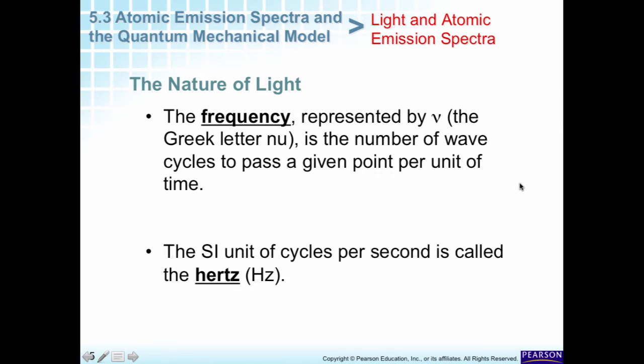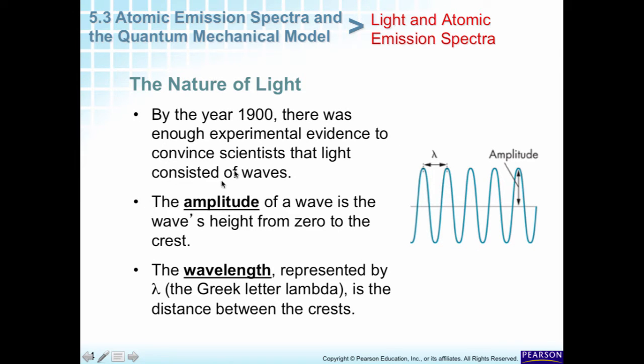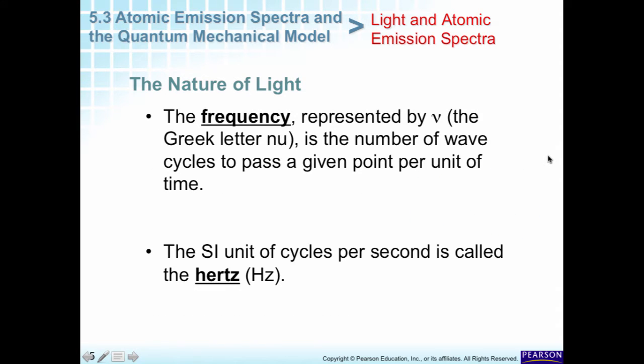The next thing we want to talk about is frequency. That means how often do these crests appear. Frequency is represented by another Greek letter, called nu. It's basically the number of cycles that pass a given point in a period of time. Usually it's per second, but to make it easier, we came up with this unit called hertz.